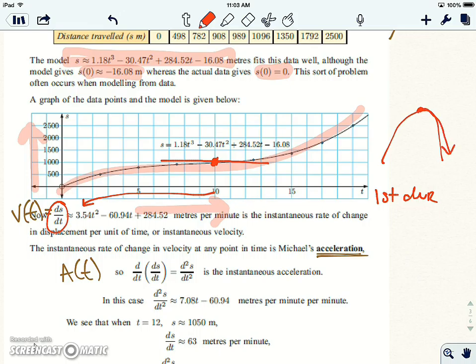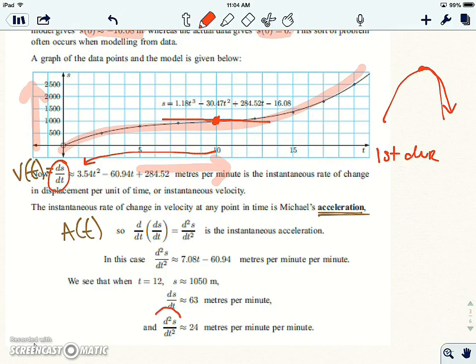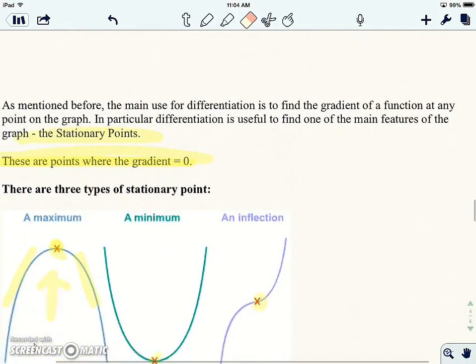and that's going to start to increase again. If you want his acceleration at that spot, you could take the derivative again and get a formula for that and plug in any time t. Okay?